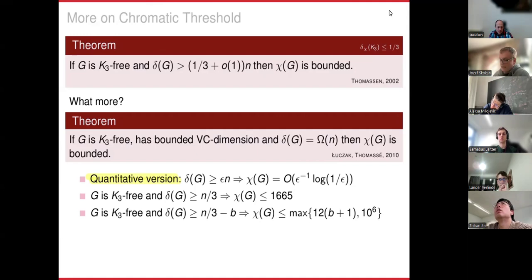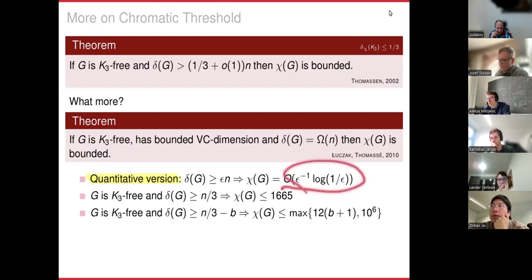Okay, and if we impose that this dimension is bounded, then we can drop the mean degree condition to just linear in n. So it can be any epsilon n, and then the chromatic number still remains bounded. Okay, so the quantitative version of this theorem is that if the mean degree is at least epsilon n, then the chromatic number is bounded by this function. So one can really quantify.